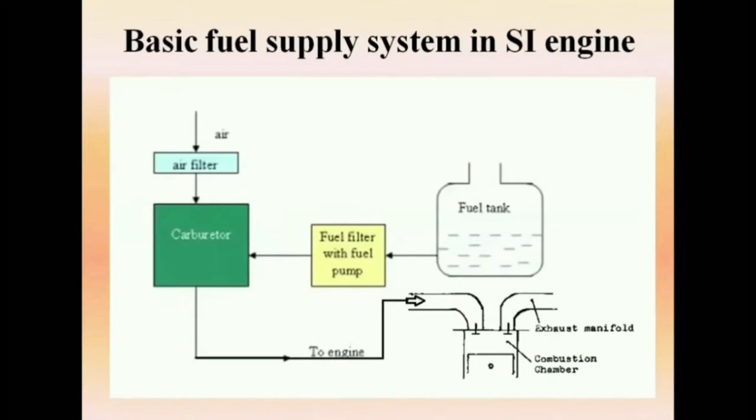The basic components of the fuel supply system in the SI engine are shown in this drawing. This is our IC engine. Now, air and fuel will be supplied. Air first goes through the air filter, where impurities and particles are removed. Then it goes to the carburetor. From the fuel tank, by using the fuel pump, fuel is supplied to the carburetor. So in the carburetor, air and fuel are mixed and then supplied to the engine.